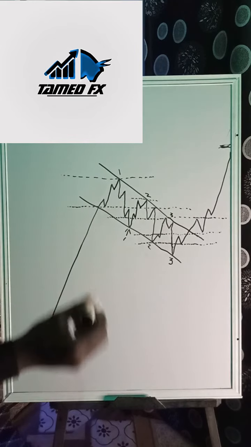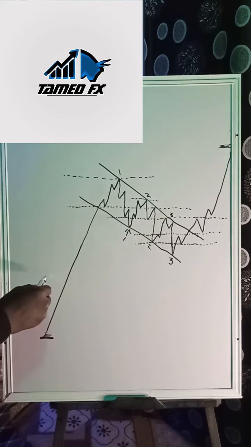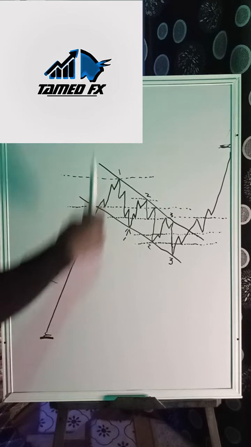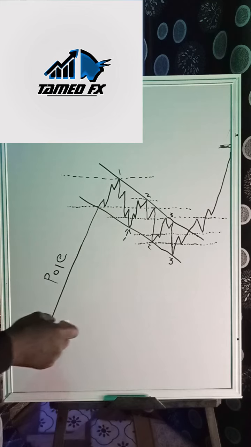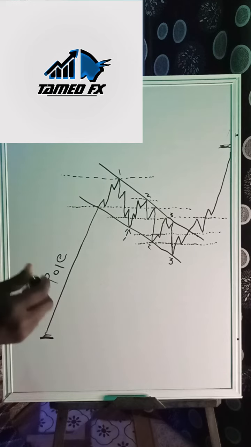Now this is called the bullish flag chart pattern. This is usually called the pole. The pole is mostly an impulsive push to the upside. If we also have a bearish flag, it will also be an impulsive drop. So this is how the bullish flag works.